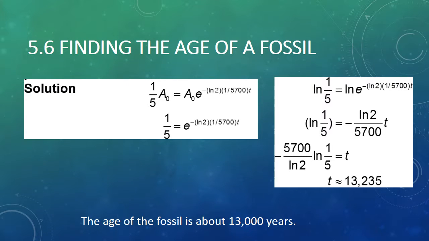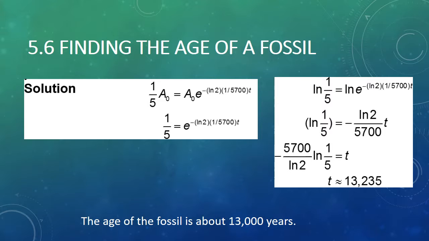Here's our solution. We know that there's 1/5 of the amount it started with. So 1/5 a sub 0 equals a sub 0 times e to the negative natural log of 2 times 1 over 5,700 t. Those are the numbers they gave us for k. The a sub 0's cancel out.